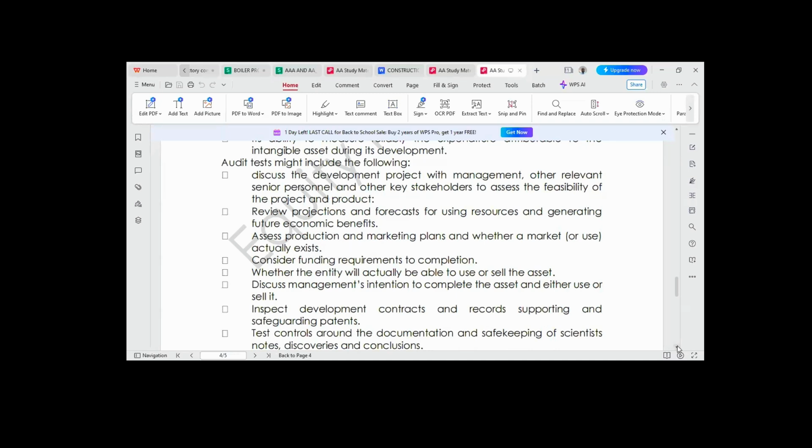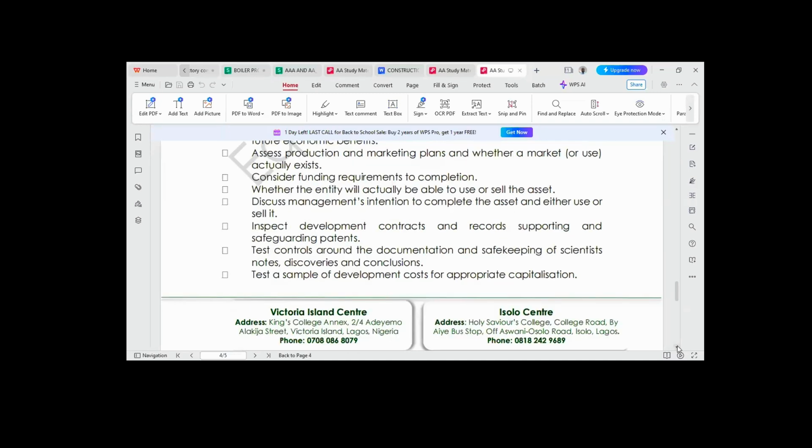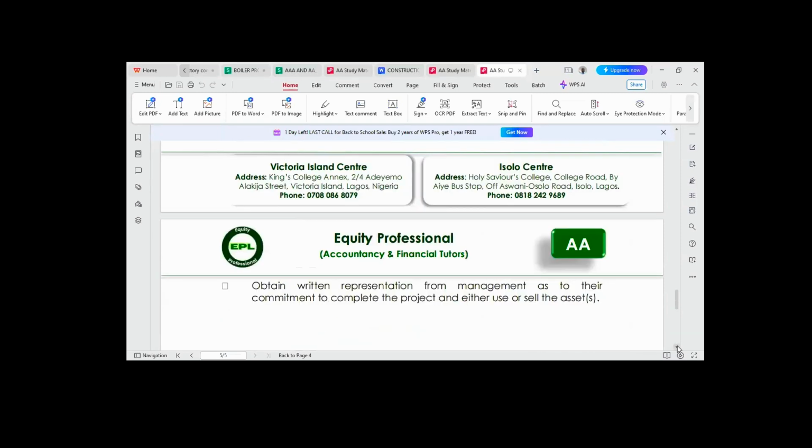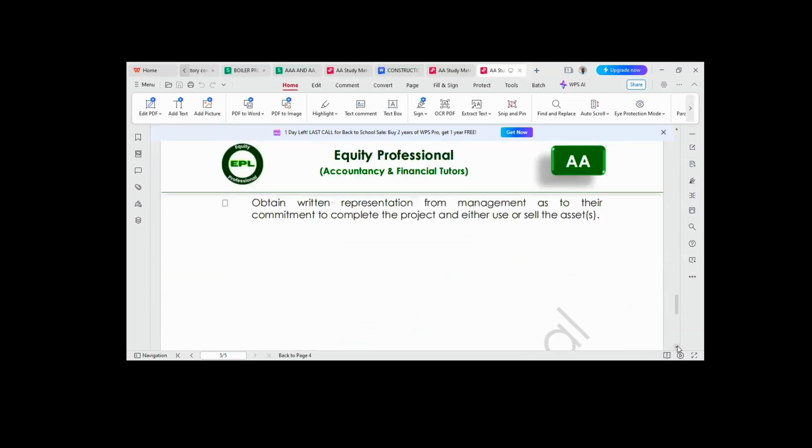Next, the auditor will also test a sample of the development cost for appropriate capitalization. And lastly, the auditor will obtain written representation from management as to their commitment to complete the project and either use or sell the asset. So with this, we are done with Chapter 10, which talks about substantive procedures as they relate to non-current assets.